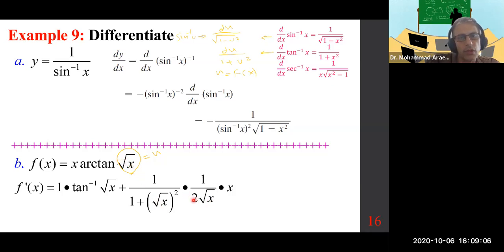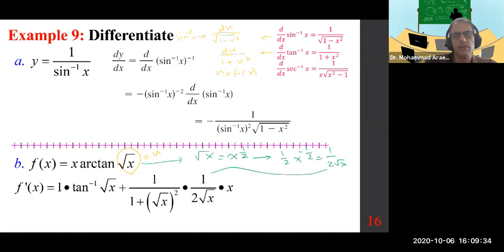By now we've done that. And then by the product rule times x. I hope everybody remembers the derivative of square root of x, class: it is x to the power of 1/2, and its derivative is 1/2 x to the power of negative 1/2, or 1 over 2 square root of x. That's how we arrive at this one, okay? So one more time.